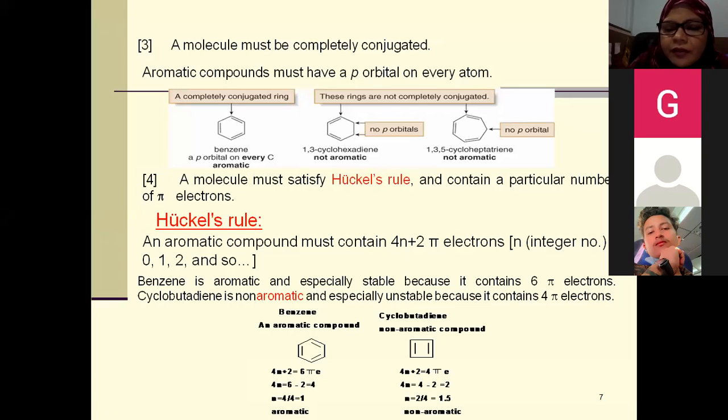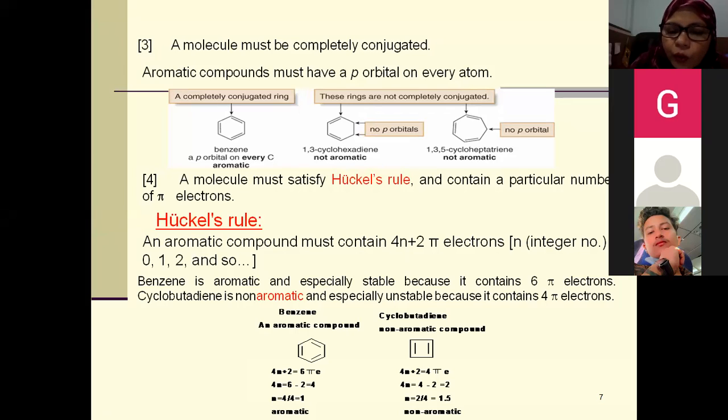Yes. Is it planar? Yes, it's a planar structure. Then is it a completely conjugated ring? Yes, it is completely conjugated. You can see the alternate arrangement of double bond, single bond, double bond, single bond. And whether it satisfies Huckel's rule?